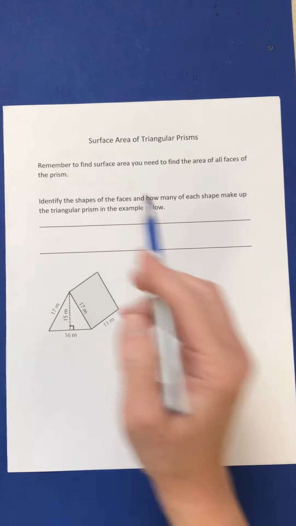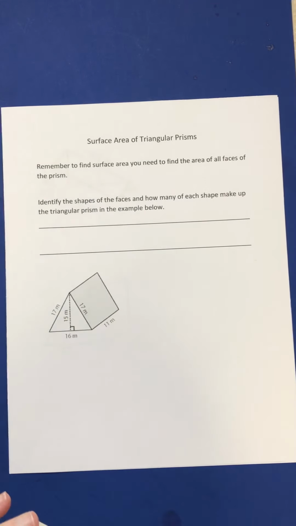Okay, so from your notes it says, remember to find surface area, you need to find the area of all the faces of the prism. And surface area is what would be covering it. So one way that you can do that is to identify the shapes of the faces and how many of each shape make up the triangular prism.